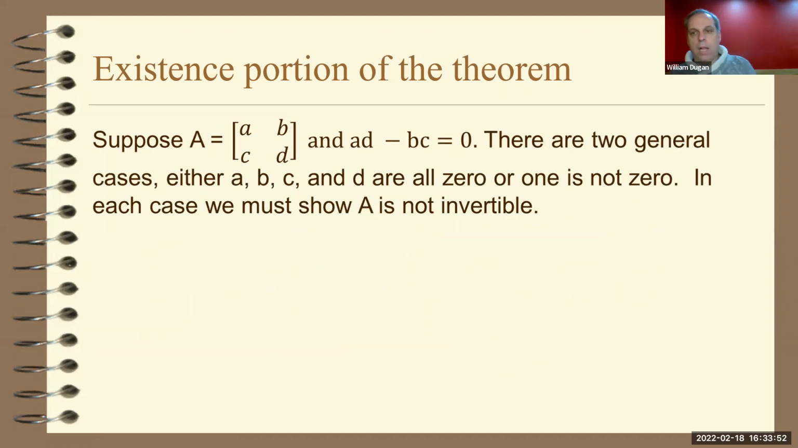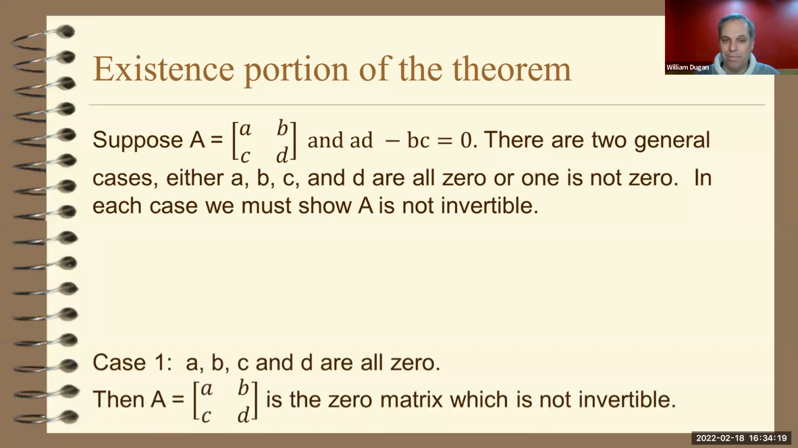So this time, let's pretend that the determinant of this 2 by 2 matrix is 0. So A times D minus B times C is actually 0. There's actually two general cases. One case, all the numbers are 0: A, D, B, and C are all 0. The other case is the negation of that, which is at least one is not 0. So at least one of the letters is not 0.